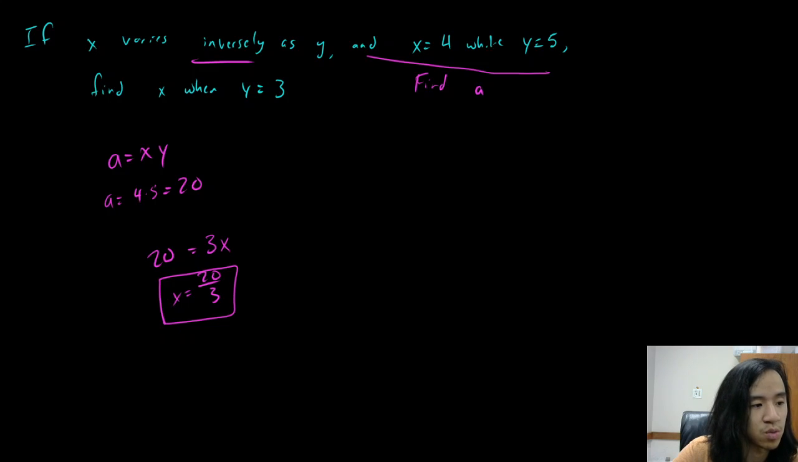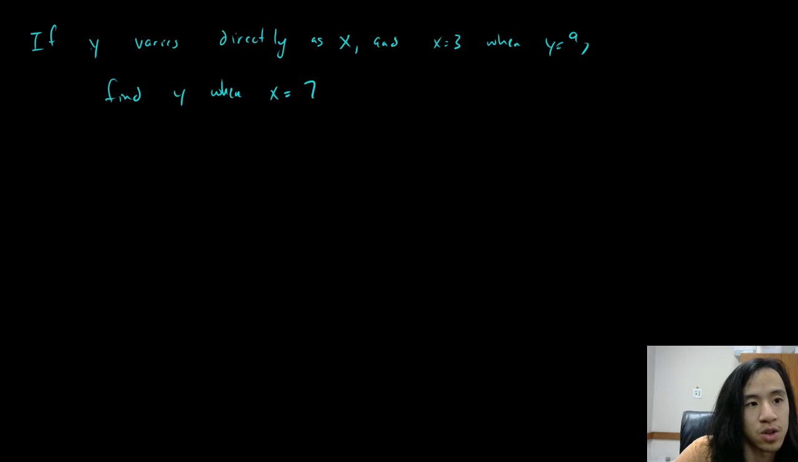And all these questions will follow this kind of formula. You're going to have to find a, the constant, using either the inverse or the direct variation equation. And then you're going to use the last phrase to find whatever it's asking you to. So let's go ahead and show you a direct variation one.